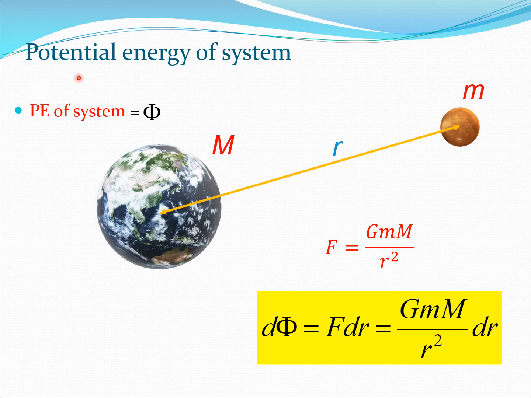So let's first calculate the potential energy of this system. We will denote it by the letter phi. Here we know the force is given by GMm by r square from Newton's law of gravitation. So we can say that d phi is F into dr. That is basically from the formula for work. The force into a small length dr would give us the potential energy corresponding to that force and that small length. So that gives me GMm by r square into dr. This is the incremental component of the potential energy of the system because of this small length dr.